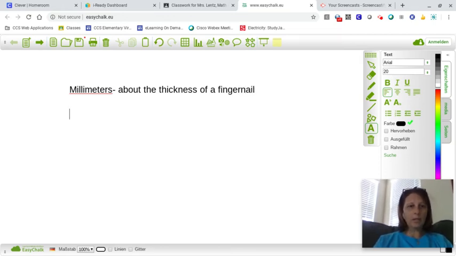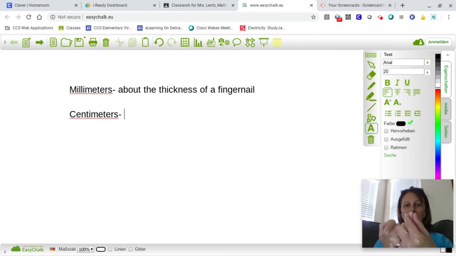okay? The next larger unit that's common and that we usually use is called, are you thinking it in your head? Centimeters. And if you know an estimate for how big a centimeter is, you should be thinking about that right now. Got it?